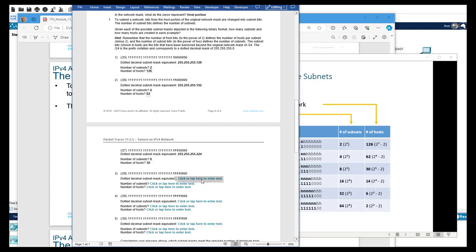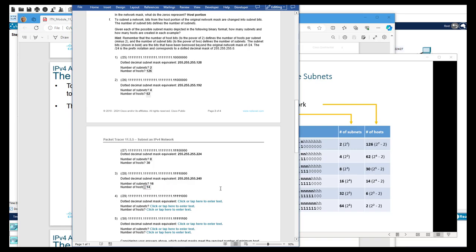And each of those 8 would have 2 to the 5th power minus 2, which is 30 hosts. The /28 is going to use the 16 position bit, so we would add that to our 224, and 240 is our mask. And that will give us 2 to the 4th power, which is 16 subnets.